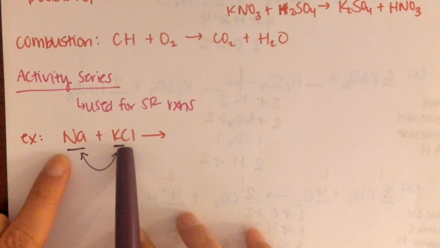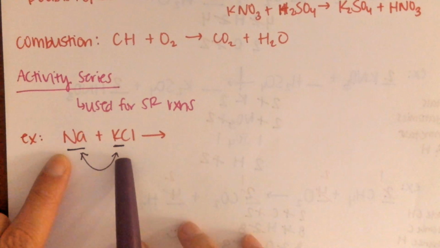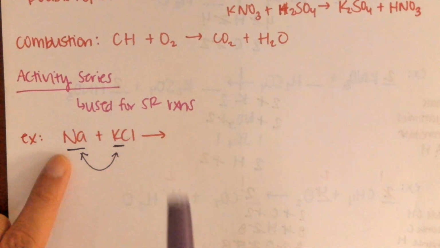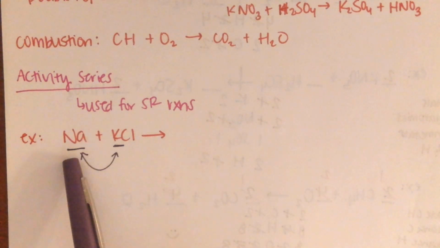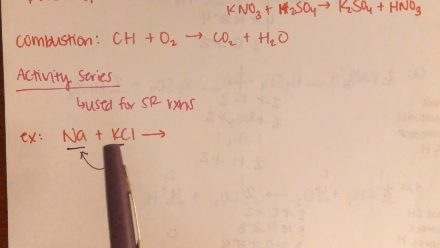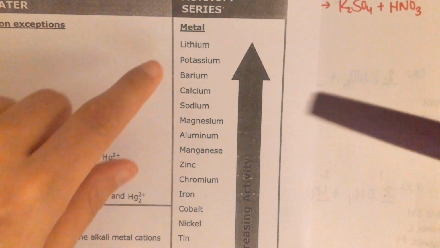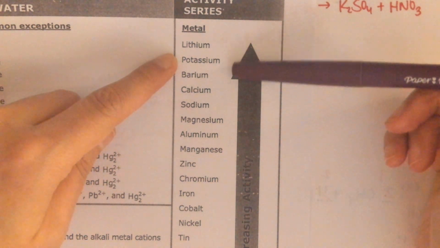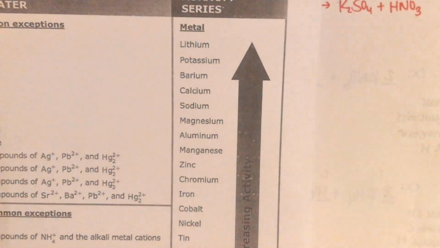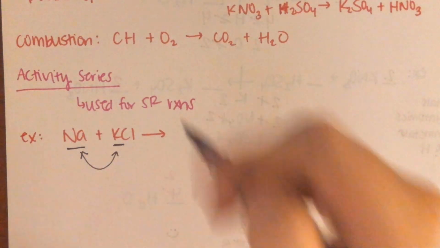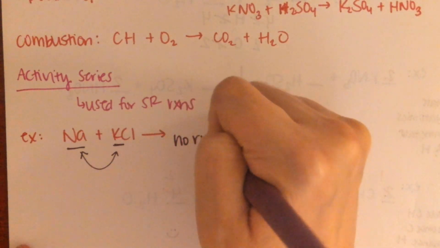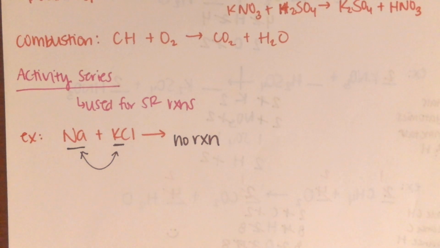So when you look at this reaction here, you have to check your activity series to see whether this reaction works or not, all right? So I'm going to look, is sodium higher than potassium on the list? As you can see here, potassium is actually number 2. It's very reactive, and sodium is down here. So in this situation, this would be no reaction. That means when you put sodium in potassium chloride, nothing happens. There's no reaction at all.